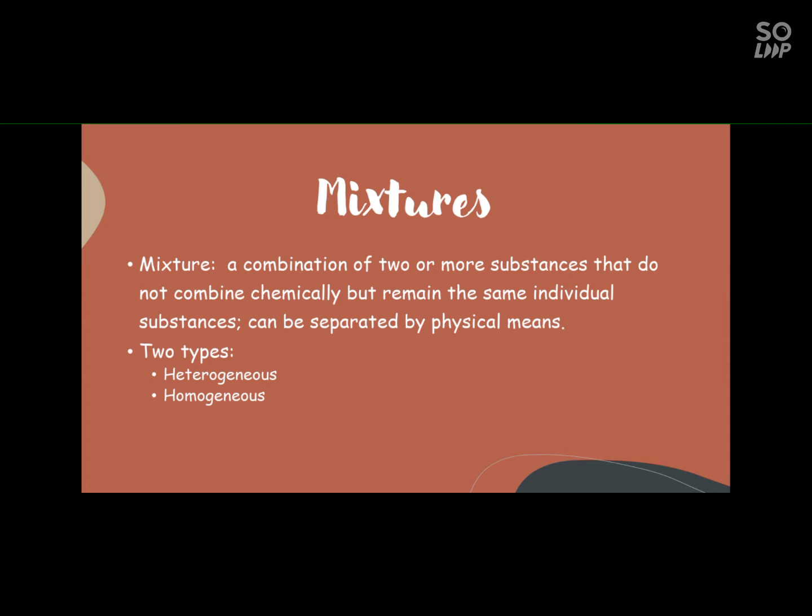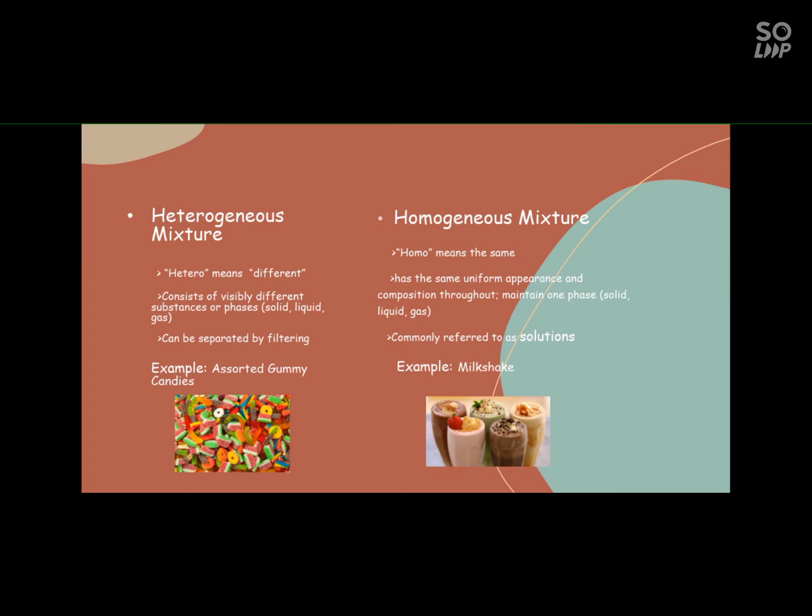Mixture. A mixture is a combination of two or more substances that do not combine chemically but remain the same individual substances. They can also be separated by physical means. So we have two types of mixture, the heterogeneous mixture and the homogeneous mixture.